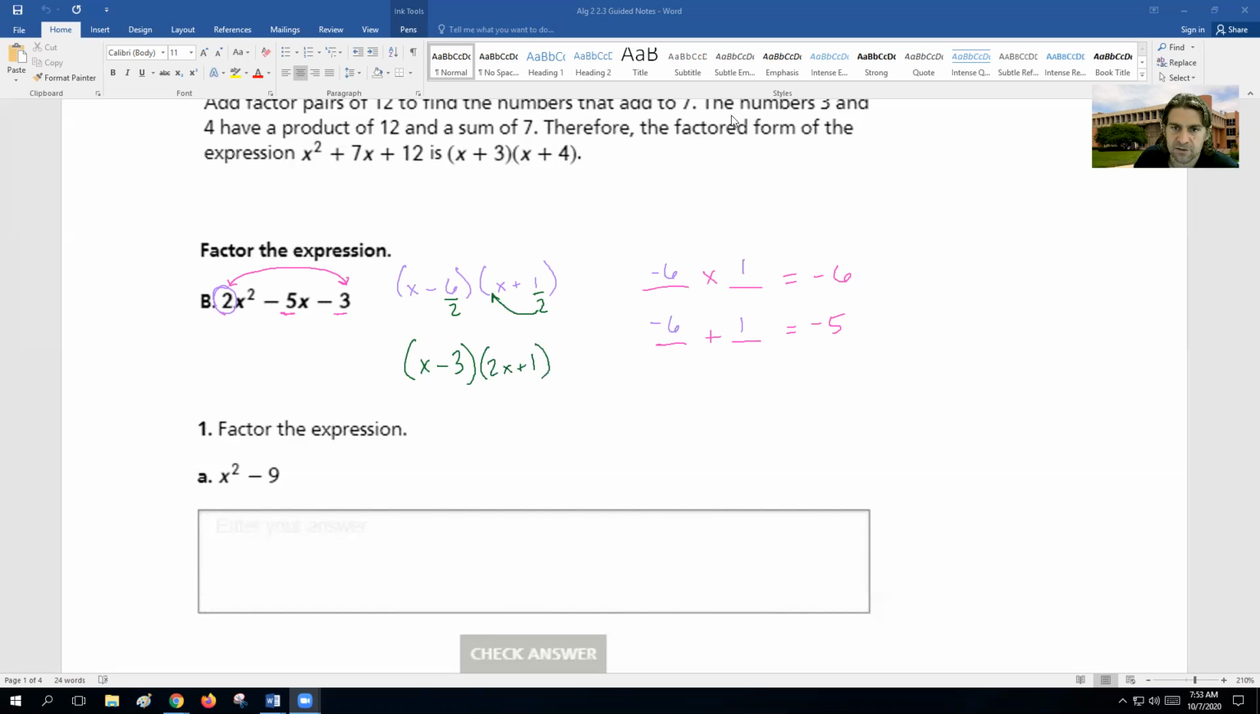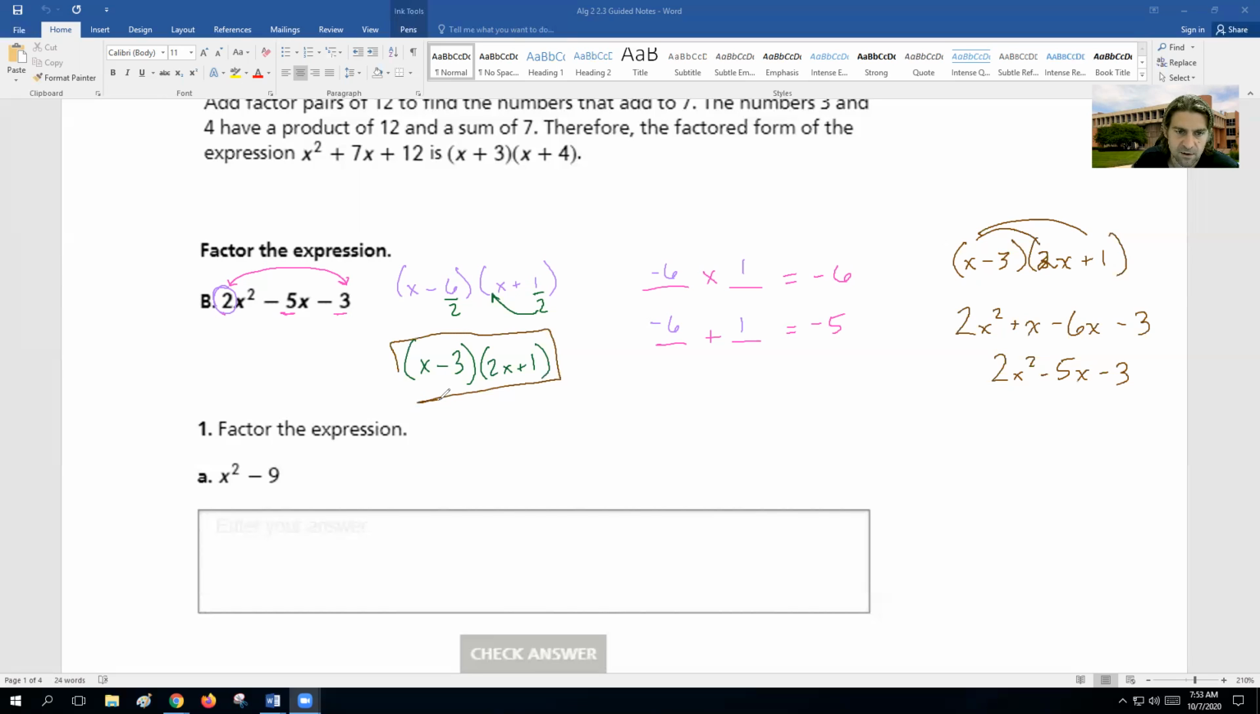Now the reason why we do this is because, remember, our goal is to factor the expression. We can always double check our work here. If I were to take x minus 3 times 2x plus 1 and distribute this, x times 2x is 2x squared, x times 1 is 1x, -3 times 2x is -6x, and -3 times 1 is -3. If I combine this together, I'm just checking my work here, I get 2x squared minus 5x minus 3. So this is our answer here, but we can always take our answer and double check that.